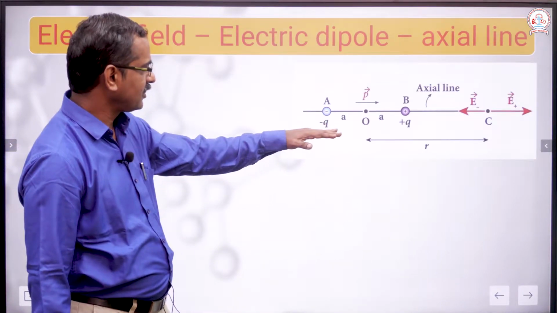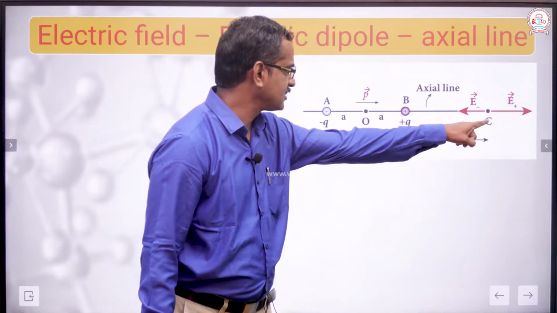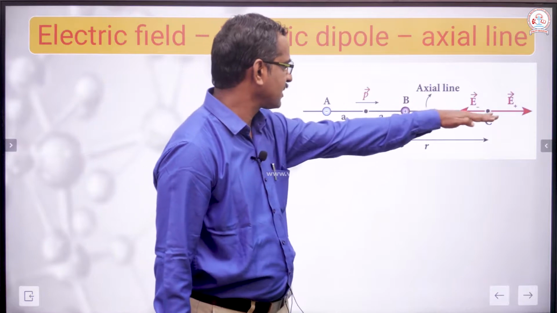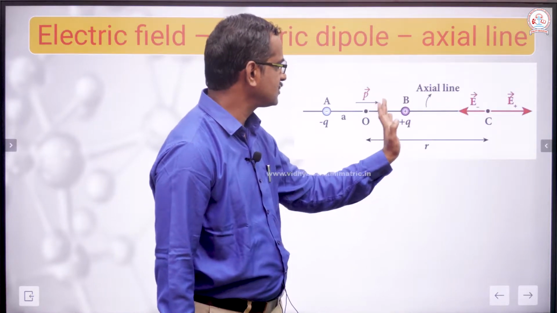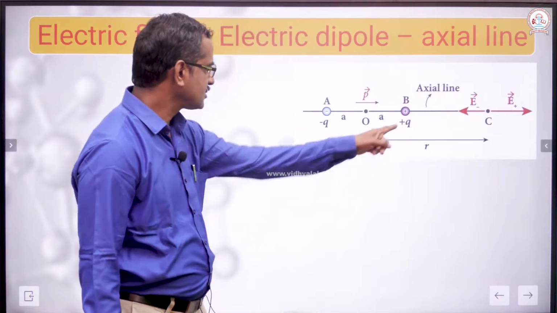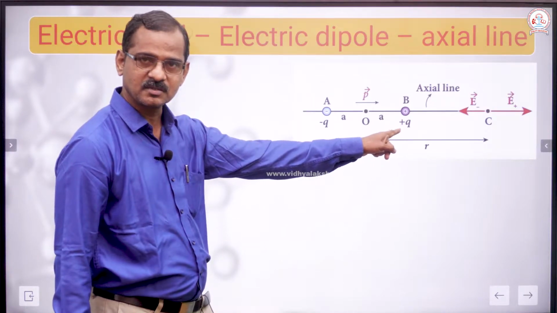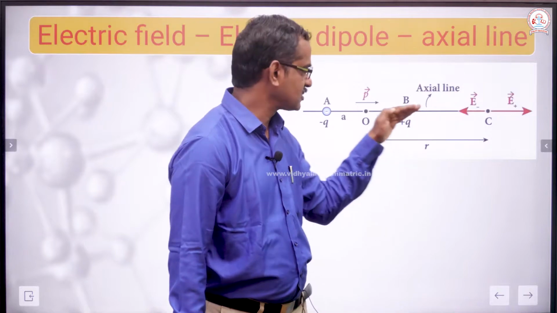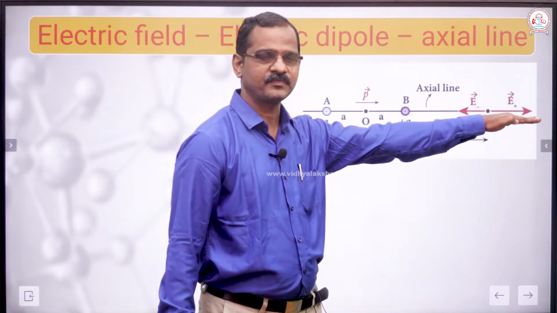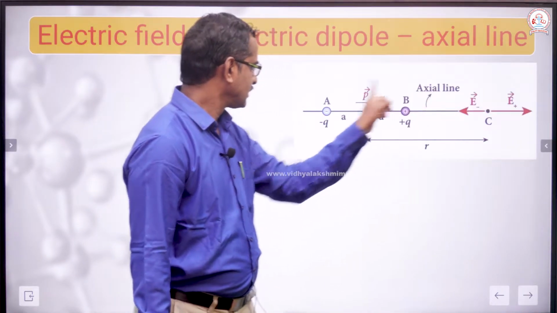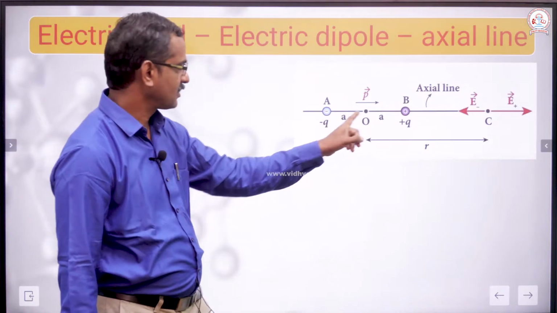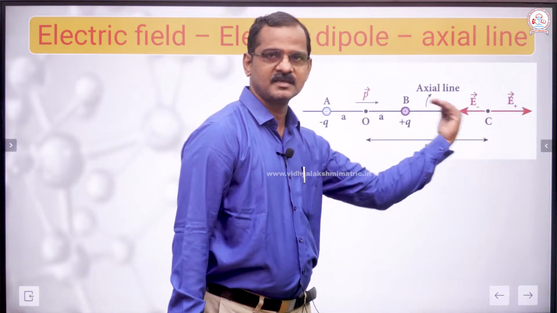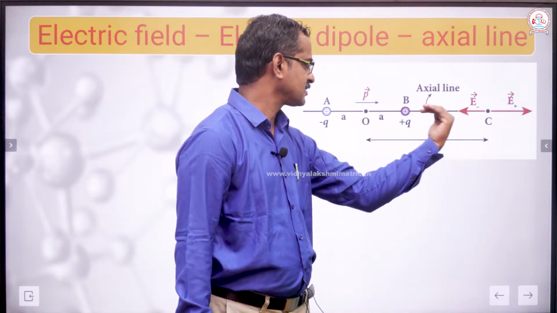Now, our aim is to find the electric field at a point C which lies along the axial line, towards the positive charge. This is the positive charge, therefore the electric field at that point will be along this direction. Take this as the positive x-axis. At the same point, the electric field due to minus q will be along minus x, because this is a negative charge.